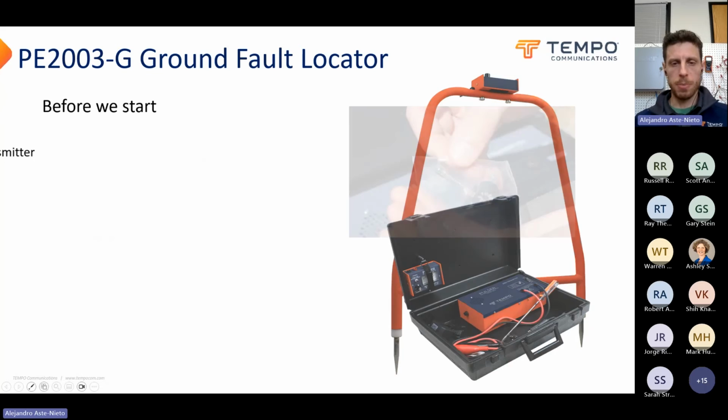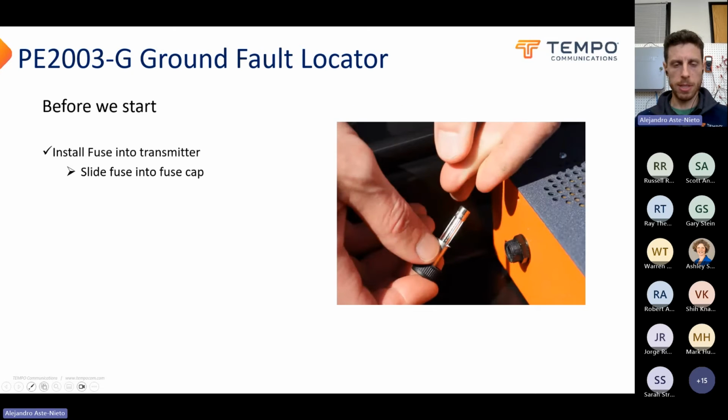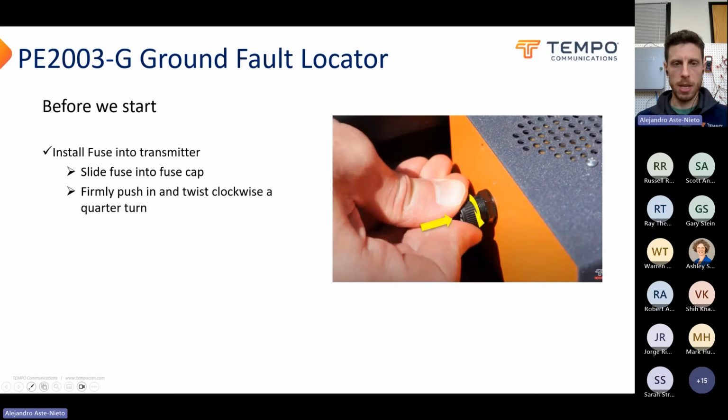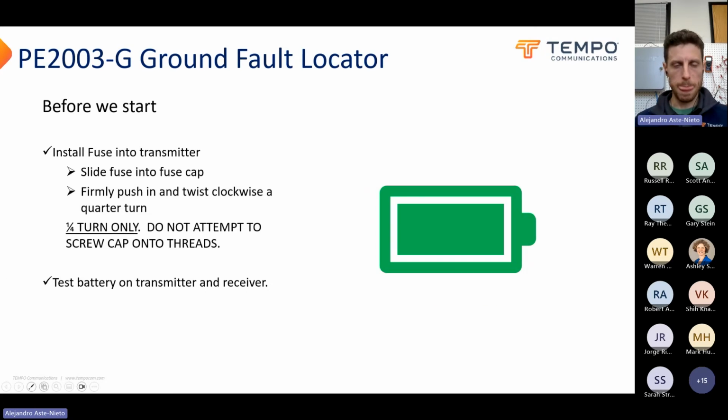So, setting up the transmitter here, it comes brand new with a fuse outside so that you don't accidentally turn the machine on. So with that fuse, we're going to slide it into the little cap here, and then it takes a firm push into the sleeve and then a quarter turn clockwise to lock it in. It does not screw on. If you attempt to screw this thing, it's just going to break the fuse cap there.